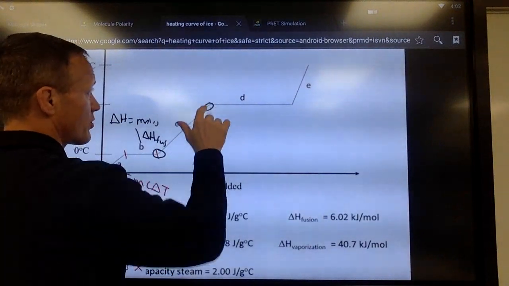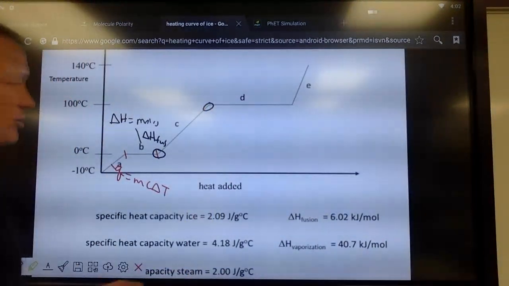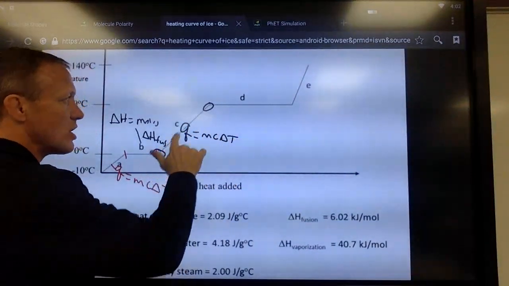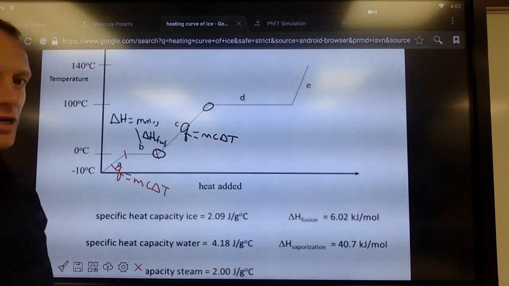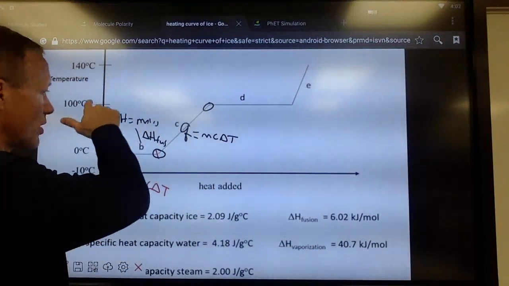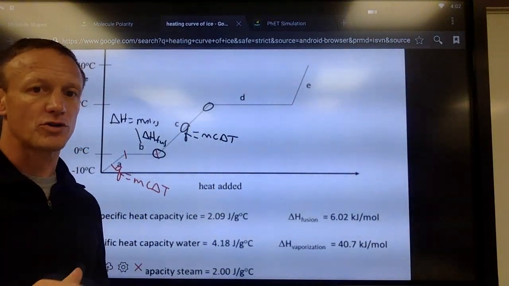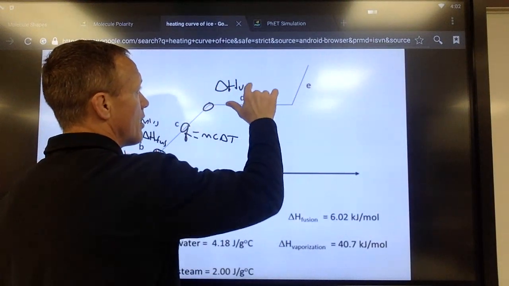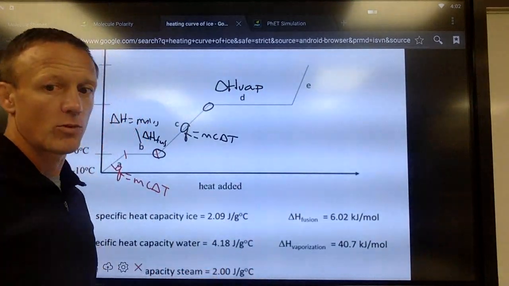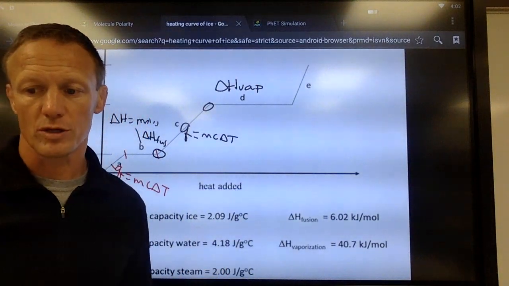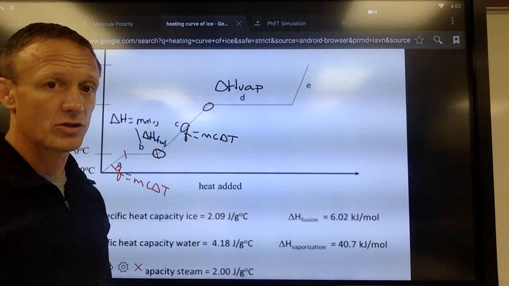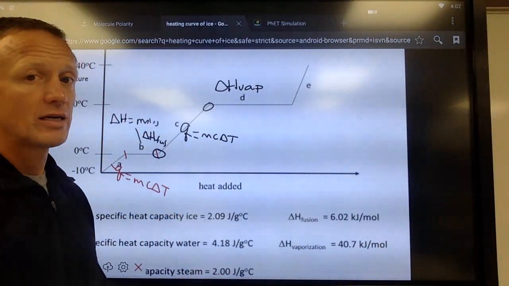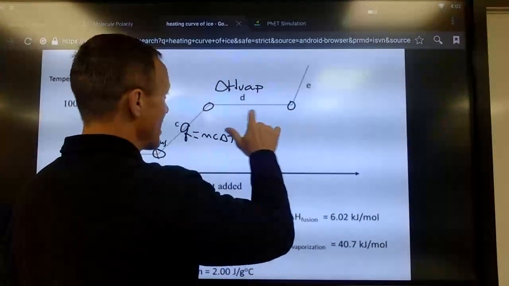From this circle to this circle, we now have a liquid that is heating up. So I would do Q equals MC delta T there to see how much heat the water absorbs as it changes temperature from zero to 100 degrees. Once water gets to 100, it starts to boil. So this would be something called the heat of vaporization, which is in kilojoules per mole. And it's about 40 kilojoules per mole to make water boil. So every mole of water I have, I got to put 40 kilojoules of heat into it to make it boil.